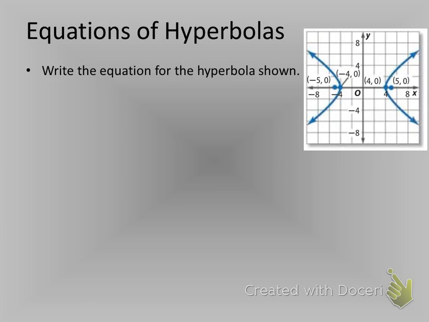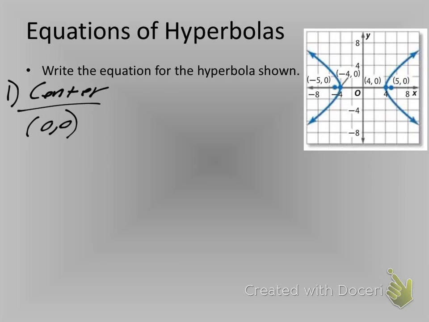All right. Write the equation of the hyperbola shown. You got vertices at 4, 0 and negative 4, 0. You got foci at negative 5, 0 and 5, 0. Step 1. Center. In this case, it's what? 0, 0. All right, it won't always be 0, 0. Most of the time it will be, though.